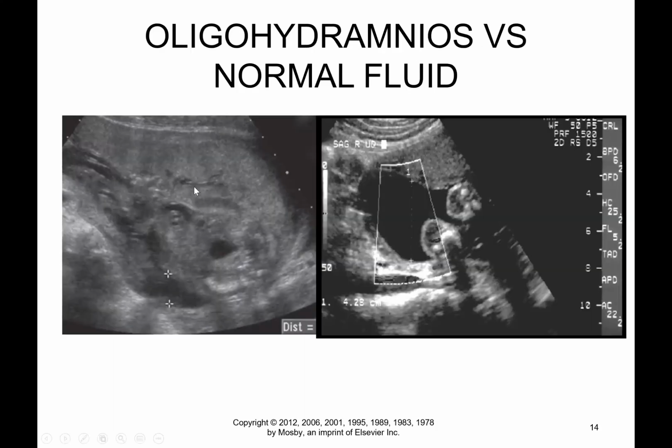So on the left, you can see here, this is placenta, the baby, and there's not much black around here, is there? There's just a little bit right there. This is probably oligohydramnios. Here on the right, you can see this nice black anechoic fluid and a good pocket of 4.28 centimeters. So that's normal fluid.